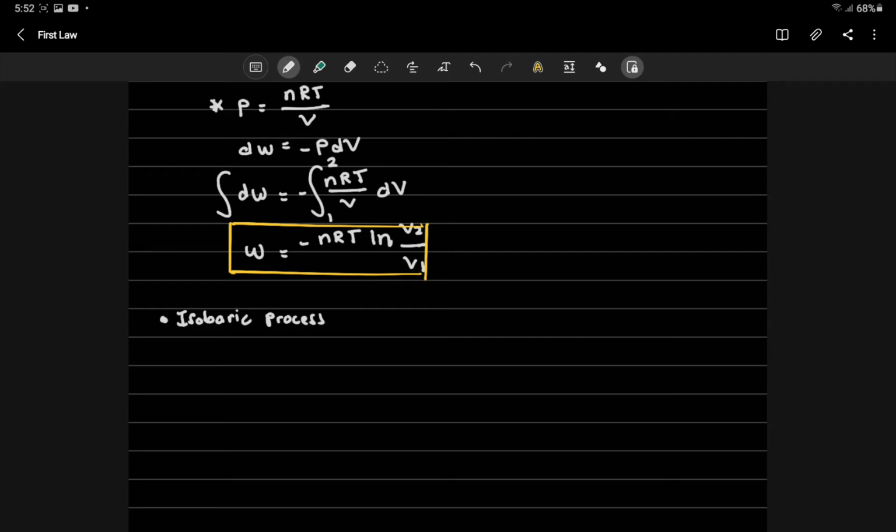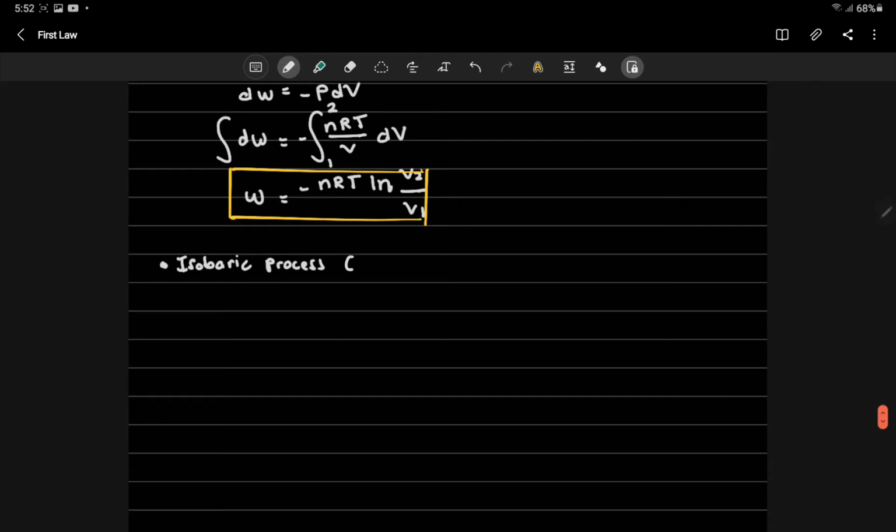Paano kapag isobaric? Constant pressure po yan. Yan ang ibig sabihin ng isobaric. So, if the pressure is constant, what will happen to our delta U and delta H? So remember, delta U is just the integral of CvdT. Okay, so wala kayong magagawa kundi gamitin yung equation na yan. And ganoon din kay delta H. Integral from initial state to the final state of CpdT.